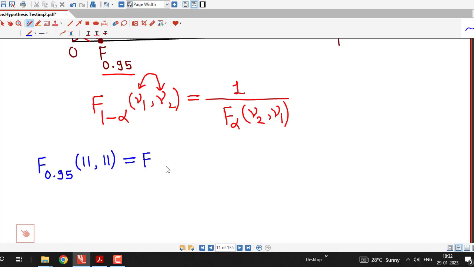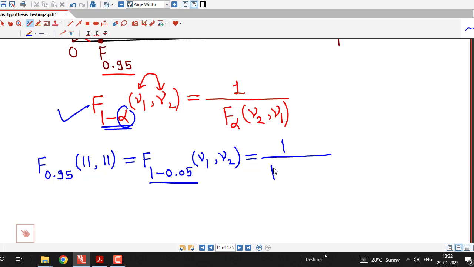I can rewrite 0.95 as 1 minus 0.05. I am writing it in the form 1 minus something. To use this identity we can compare this with 1 minus alpha, and we can see alpha is 0.05. So here I can write F suffix 1 minus 0.05 equal to 1 divided by F suffix 0.05, and here I have to interchange these two, but both are the same. We have 11 degrees of freedom for numerator and denominator, so here we have 11 comma 11.